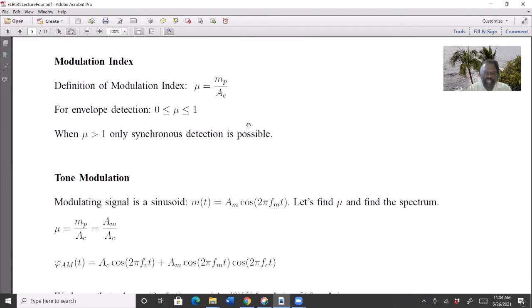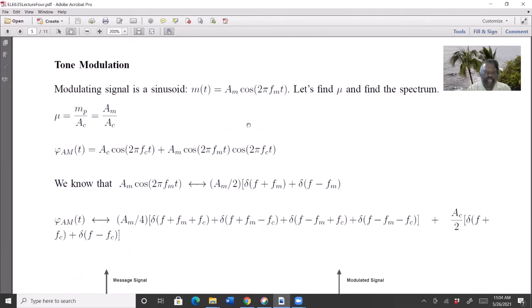Now we are going to do some calculation for tone modulation. So the message signal is a single sinusoid, and in this case mu, or M sub P over A sub C, becomes A sub M over A sub C, because you have only one tone and its magnitude is a cosine waveform of amplitude A sub M. That means the peak value is A sub M. Please try to understand here. Things are getting slightly complicated.